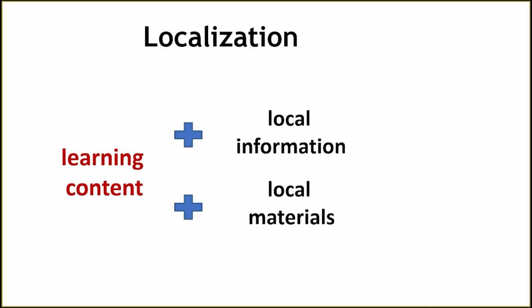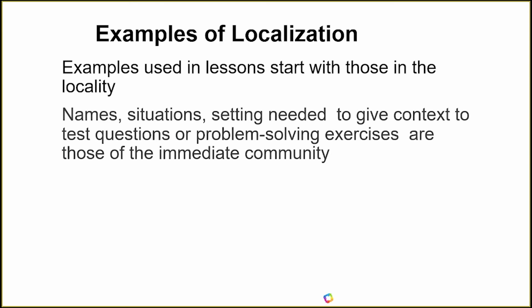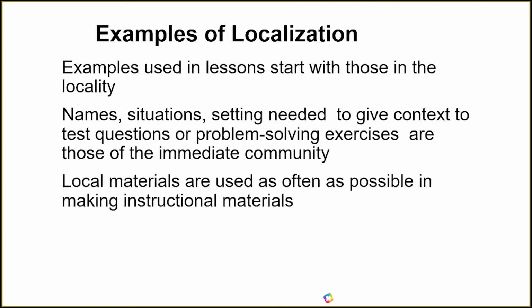Whatever the learning content is, of course, you add local information to it. Then you can add local materials. Then you are already doing localization. Examples of that: examples used in lessons start with those in the locality, like you name settings and situations to give context to test questions or problem-solving exercises that are those of the immediate community. Local materials are used as often as possible in making instructional materials so that the learners can relate.